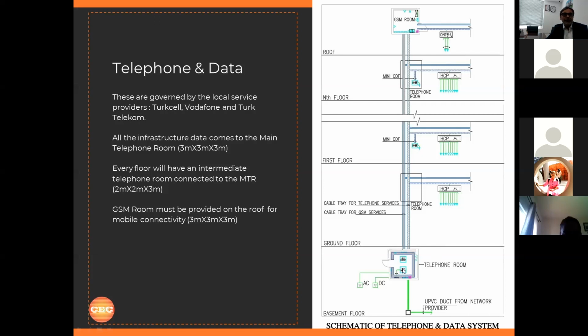From this, vertically it goes to every floor through the shaft. Then we have IDF, which we say intermediate distribution frame, and from there horizontally it goes to each office space or each end user.